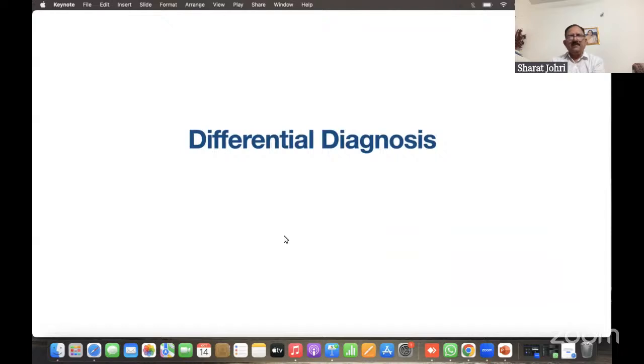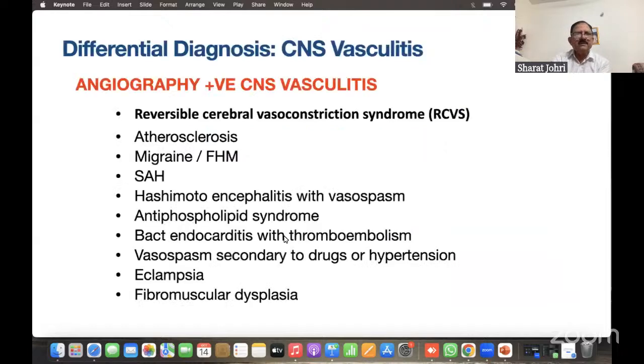So what is the differential diagnosis? The first thing is, we find something on angiography, and that is the starting point, that vasculitis, no other thing is there. And we do angiography, found some abnormality, but angiography can also be negative. But in those cases in which the angiography is positive, that means there is some focal narrowing of the vessels on angiography.